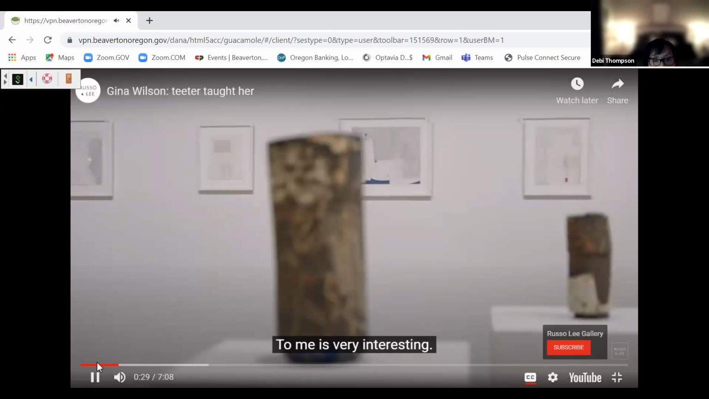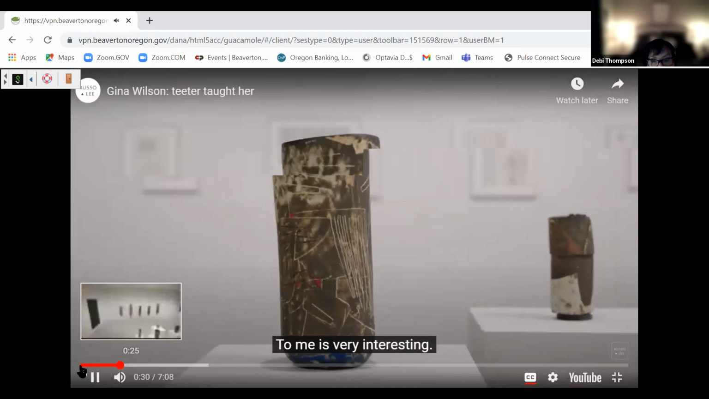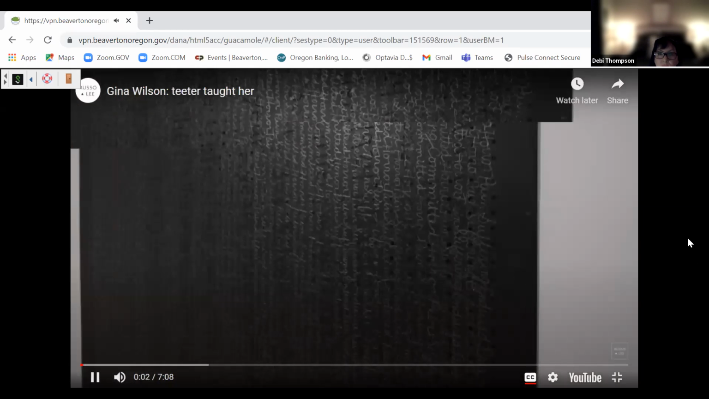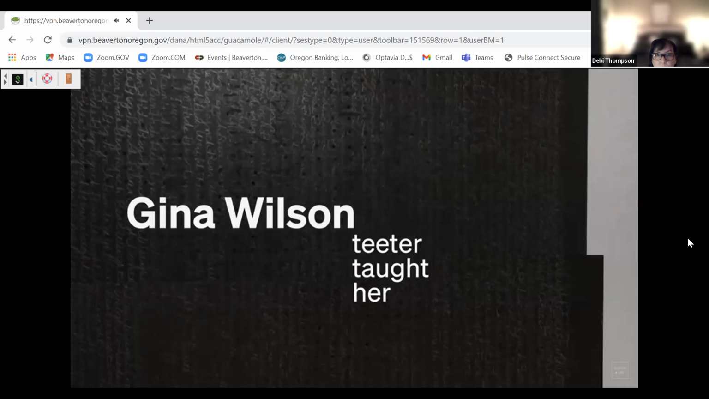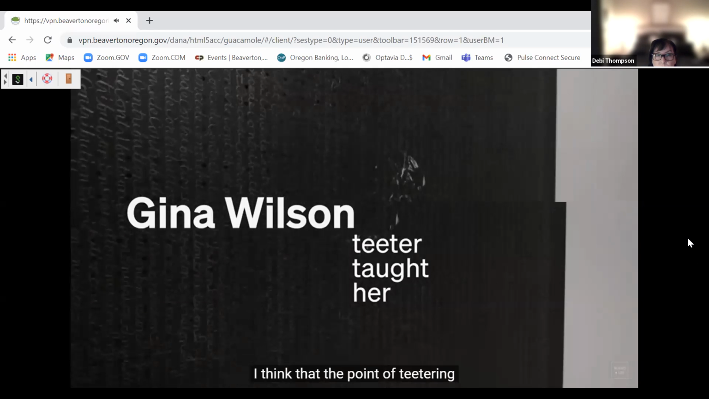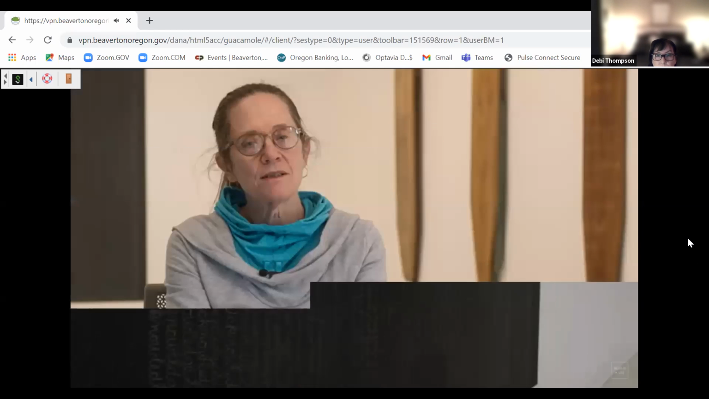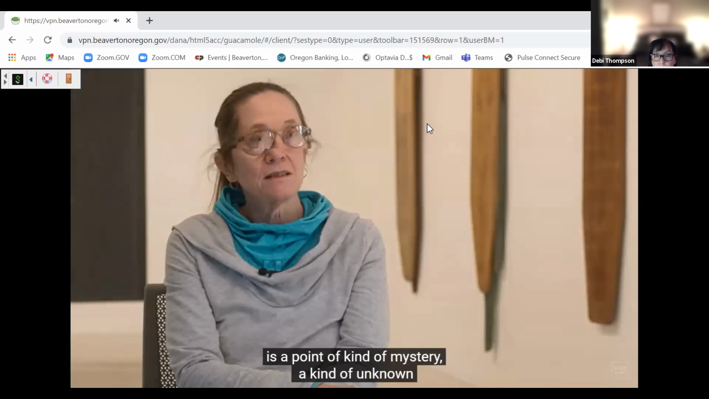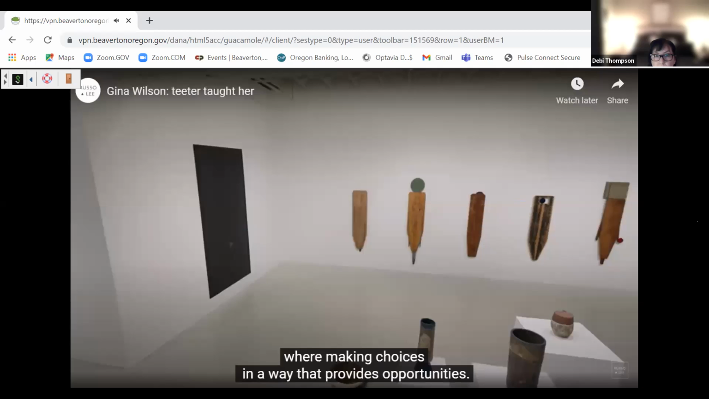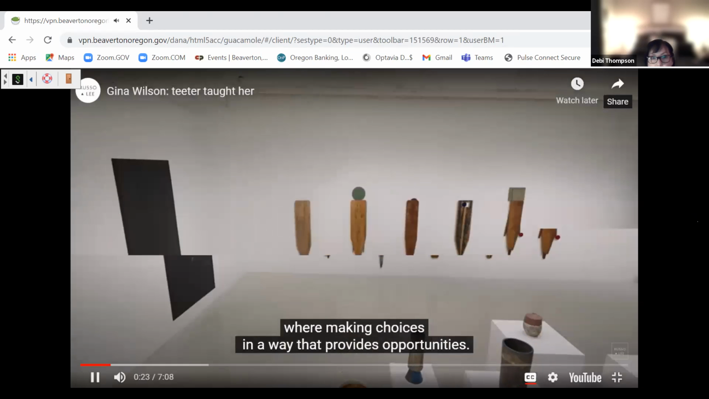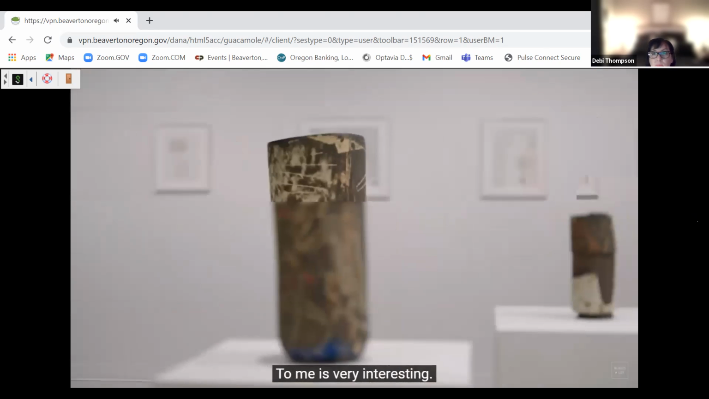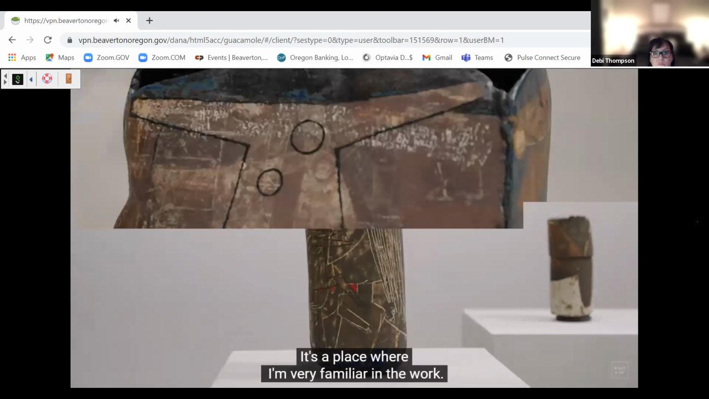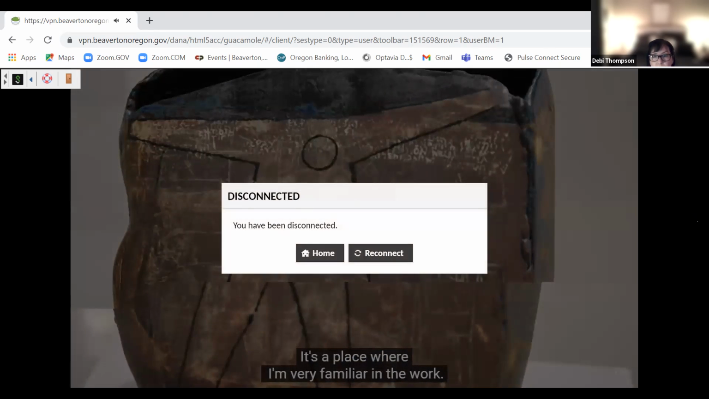We have to face questioning. That place of teetering is very interesting. I think that the point of teetering is a point of kind of mystery, a kind of unknown. We're making choices in a way that provides opportunities. We have to face questions. And that place of teetering to me is very interesting. It's a place where I'm very familiar in the work.